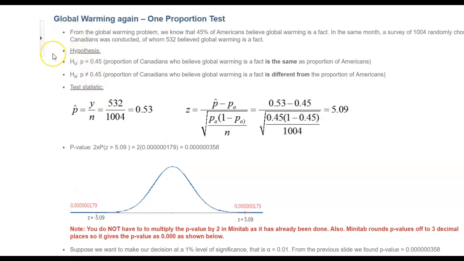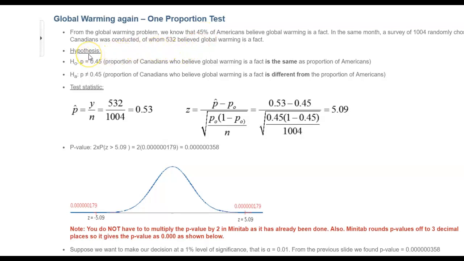Let's continue using Excel to solve problems. This is the global warming example, and from the question, we know that 45% of Americans believe global warming is a fact, and we did a survey of 1,004 randomly chosen Canadians, and 532 of them believe in global warming. The question is, we want to test if the two proportions are the same, or whether the Canadian proportion is the same as the Americans'.